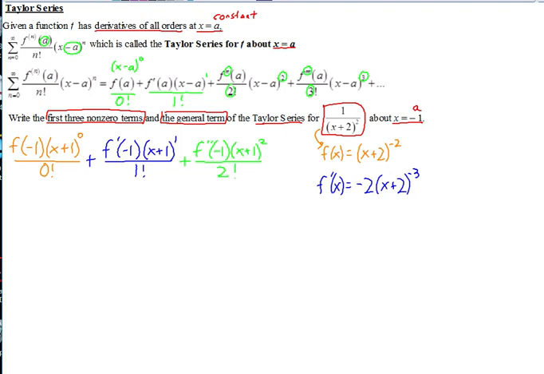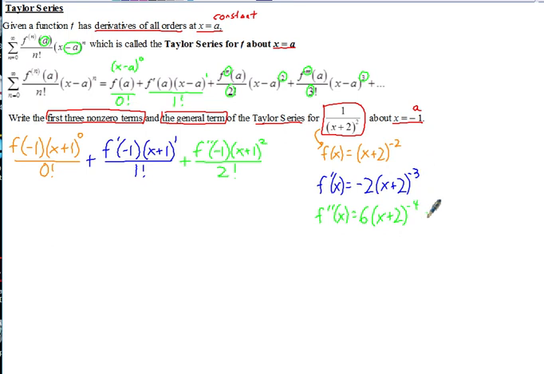And then our second derivative, notice since we need the first 3 non-zero terms, we'll need up to the second derivative at least. So f double prime of x would be negative 3 times negative 2 is positive 6, x plus 2 to the negative 4.